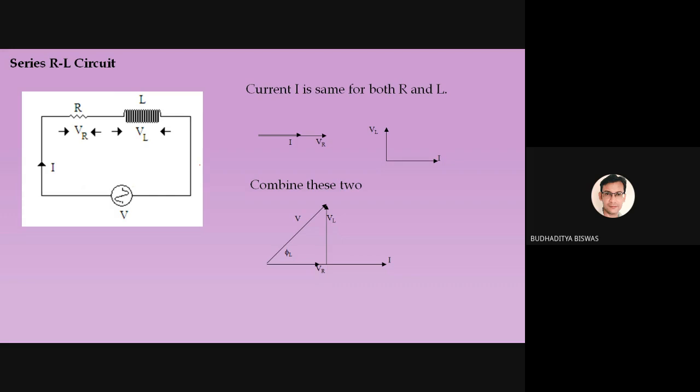Okay, so let's see what will happen. Here you see resistance is there with the value R. A pure inductance is connected in series. The voltage across the resistance is VR. The voltage across the inductor is VL. Current I is flowing through this series combination, and we energize it using the voltage V.